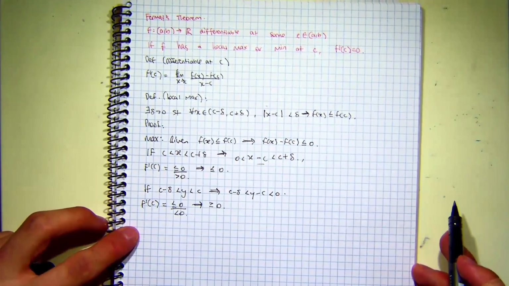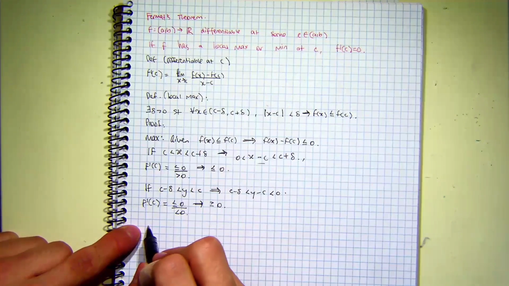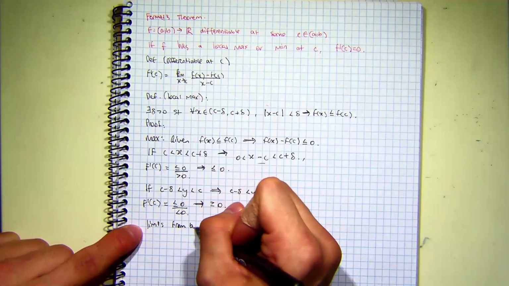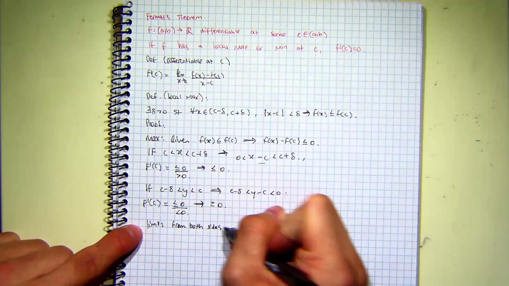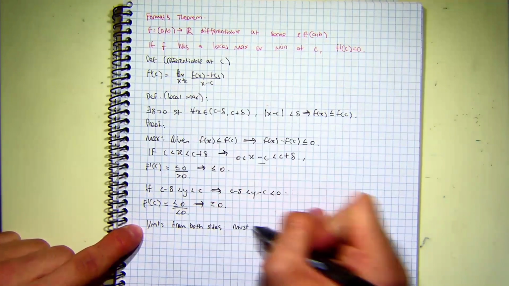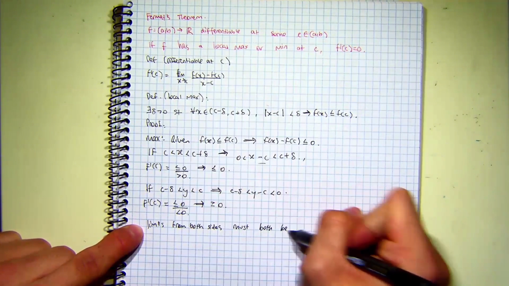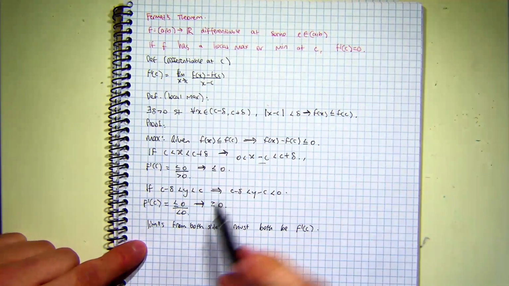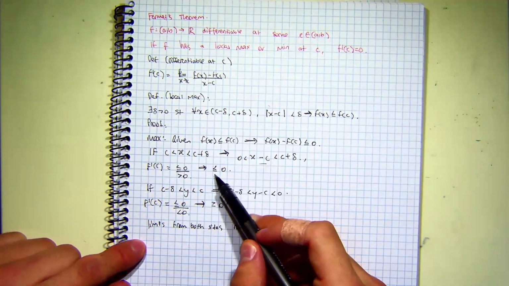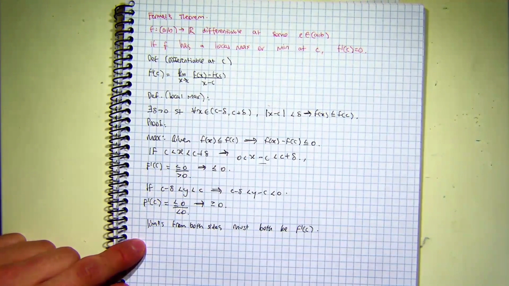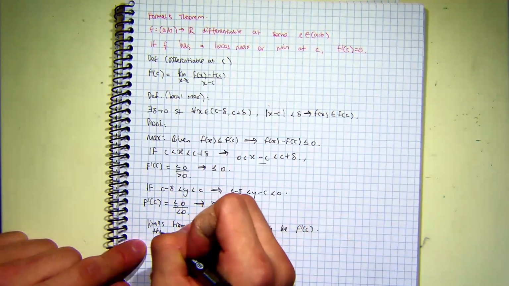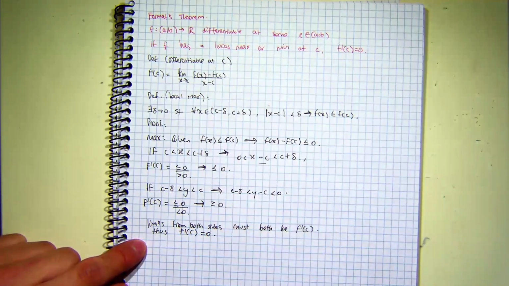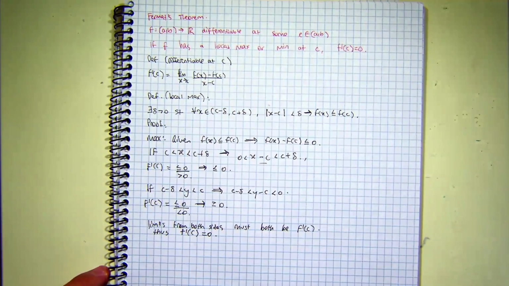Now, as a limit is unique, the limits from both sides must both be the same, right? Now, the only case where a number is less than or equal to 0 and greater than or equal to 0 would be when f prime of c is equal to 0. Okay? So that's our maximum case.